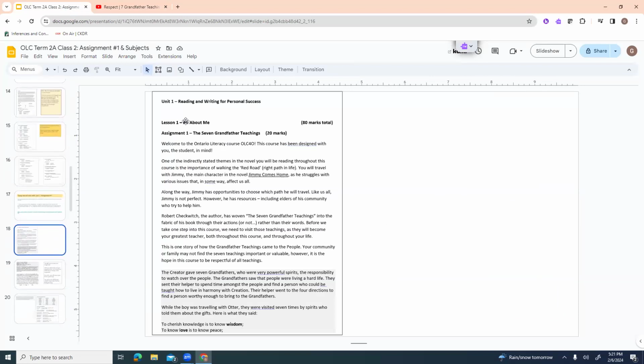Okay, so here, when it's saying less than 180 marks, they mean all 5 assignments, not just this first assignment. This first assignment is only worth 20 marks, okay?